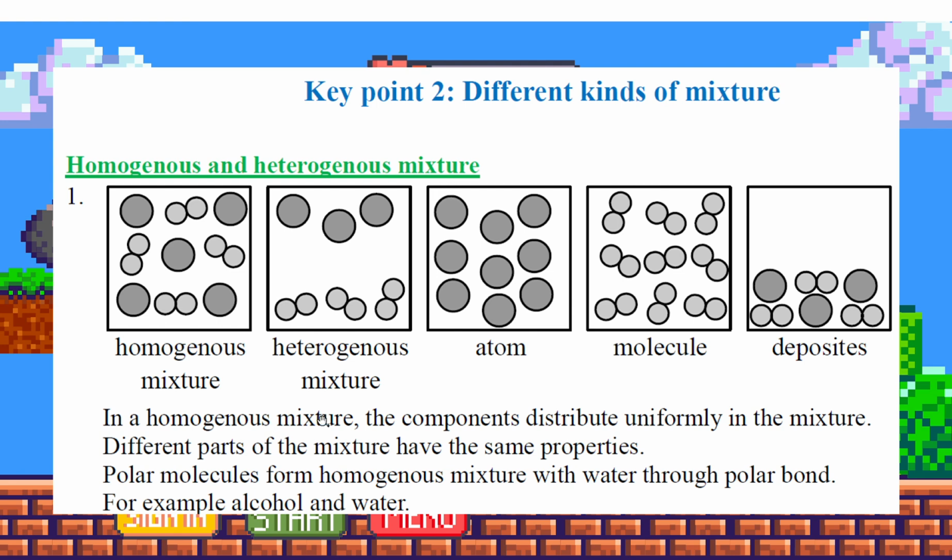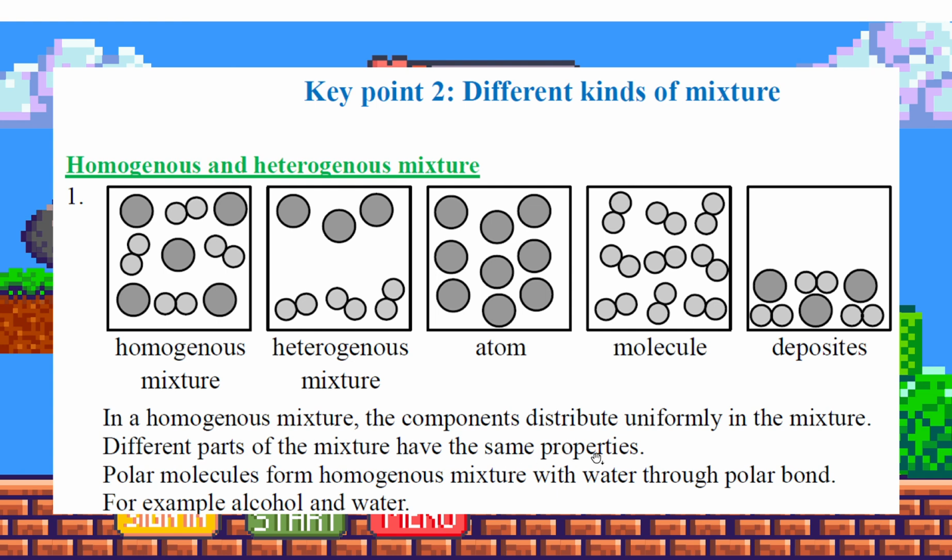In the homogeneous mixture, remember this picture. The components are distributed uniformly in the mixture. So every part of the mixture has the same combination or ratio of components, so every part of the mixture has the same property.